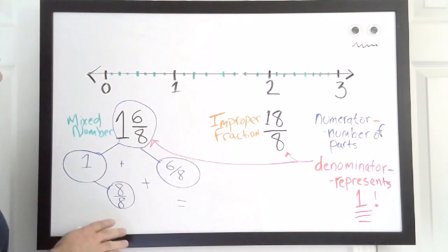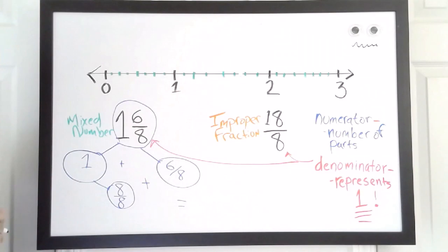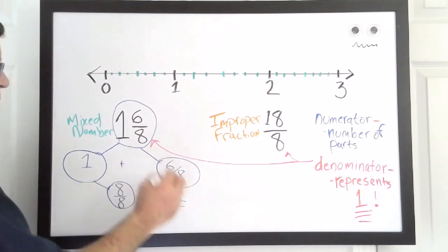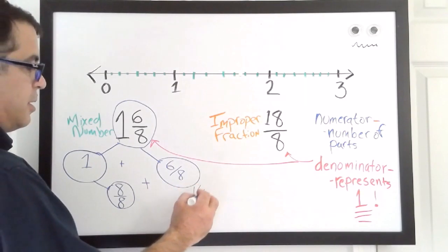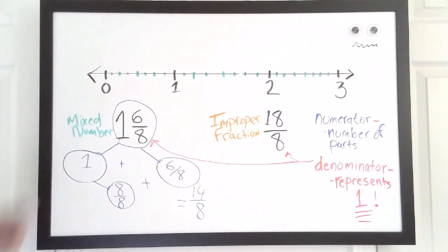This is going to be a different fraction though. We have 8/8 plus 6/8. Remember, just add the tops when we're adding fractions if the denominator is the same, and it is. So 8 plus 6 is 14 over 8. Okay, now let's look at it on the number line.